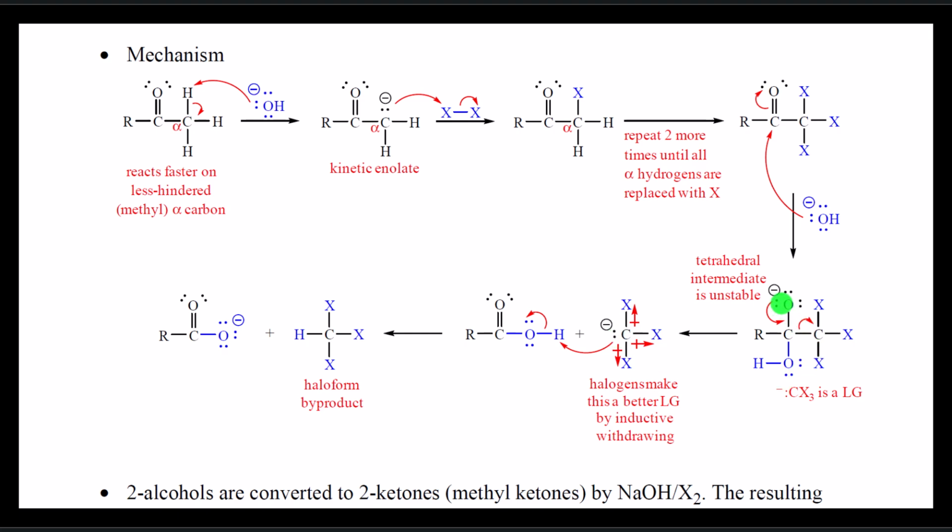Therefore, the tetrahedral intermediate pushes down with electron pressure, pushes out the CX3 as a CX3 minus, and then the CX3 minus rapidly deprotonates the carboxylic acid that would have been formed, transferring a hydrogen from the carboxylic acid to the CX3 minus, making our haloform byproduct and making a deprotonated carboxylate.